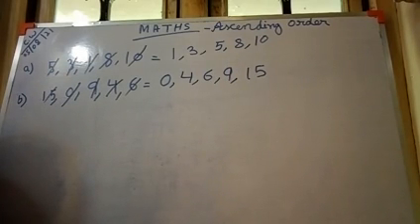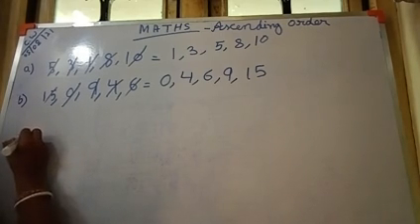Okay, ascending order means smaller number to bigger number. If we are doing forward counting also, it is smaller number to bigger number.